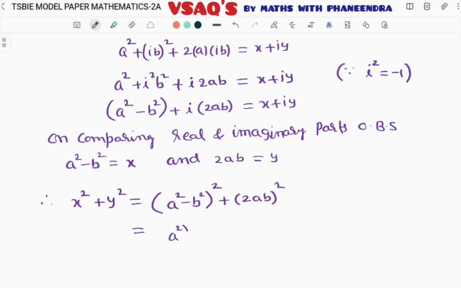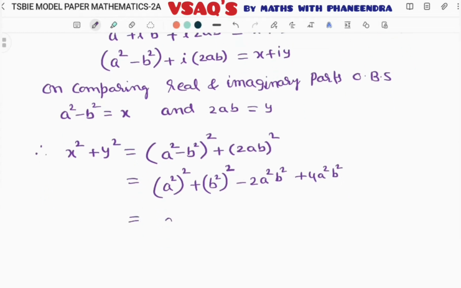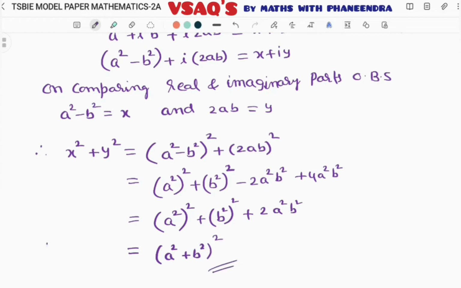So a square whole square plus b square whole square minus 2a square b square plus 4a square b square. If you simplify this, it is a square whole square plus b square whole square plus 2a square b square. Why? Because plus 4a square b square minus 2a square b square is plus 2a square b square. So it is the expansion of a plus b whole square only. We can write it as a square plus b square whole square. Therefore, the value of x square plus y square is equal to a square plus b square whole square.